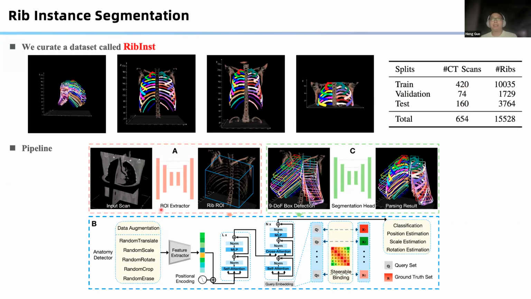We adopted a cascaded pipeline to perform this task. The core is the steerable anatomy detection stage at the bottom. It is based on the advancement of transformer-based detectors. We extended it to a full 3D space setting so that we can estimate position, scale, and rotation in a single forward pass. And we propose a steerable binding technique to map query embeddings and ground truth labels. These query embeddings are highly compact anatomical embeddings that can help us locate expected anatomies given an input image.